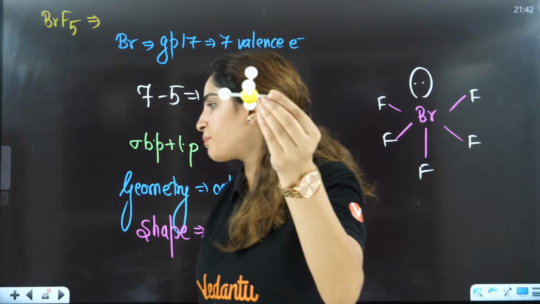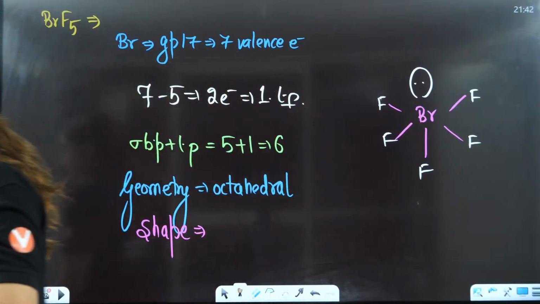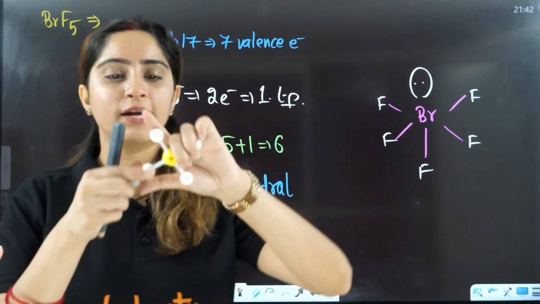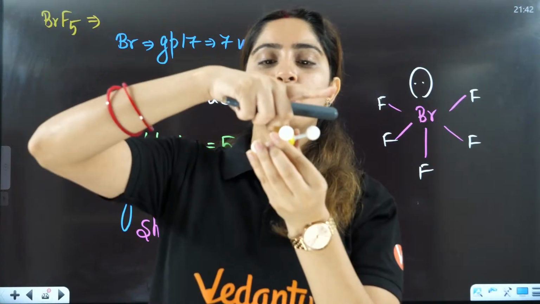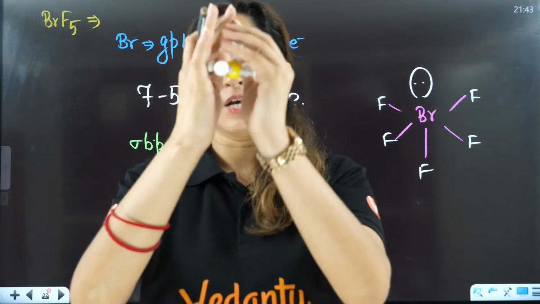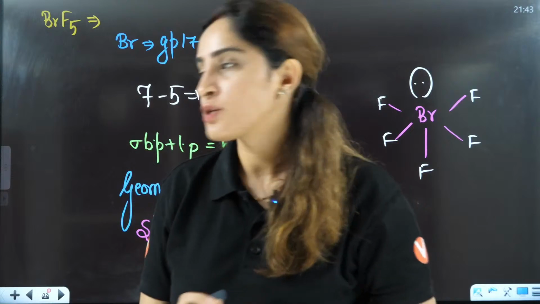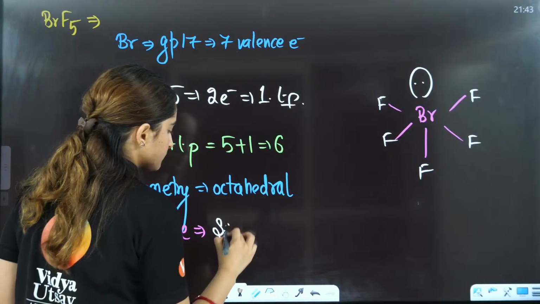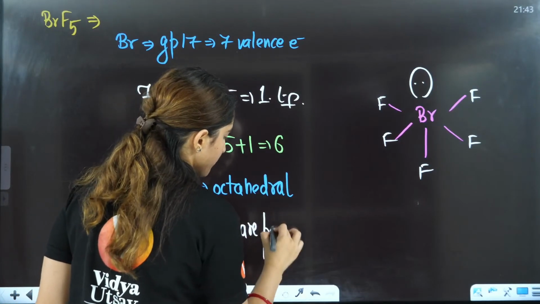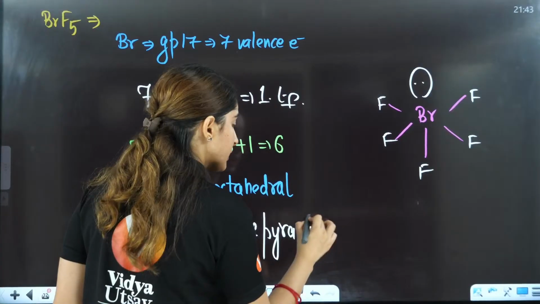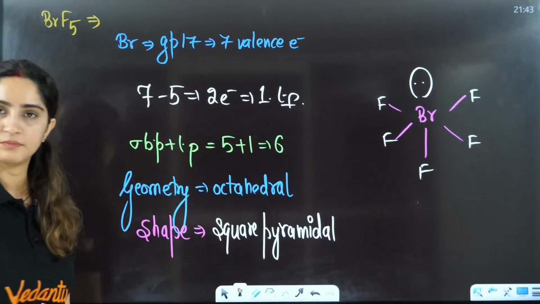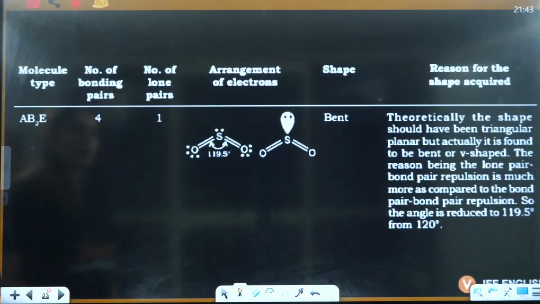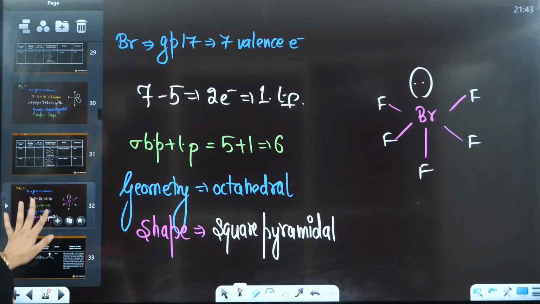Now tell me what is the possible name? Yes, very good Supriya. That is square pyramidal. This is the square that you had here, right? And over this you have a pyramid, okay? So you can say that it is square pyramidal, not bipyramidal, only one pyramid you have.